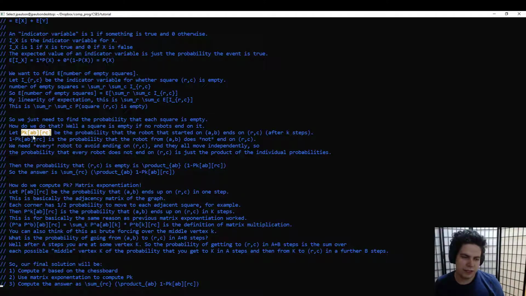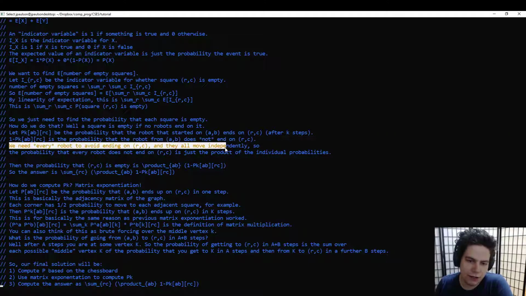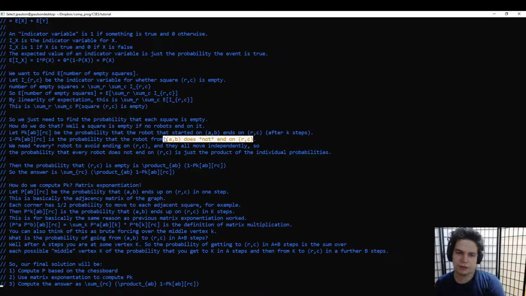We'll call that pk from AB to RC, the probability that if you started on AB, then you end on RC after k steps. And so 1 minus pk AB RC is the probability that you don't go to RC. Negating a probability is 1 minus. And it's only empty if they all fail to land on RC, and the probability that they all don't land there is just the product of the probability that they each don't land there. And here's where we're using the fact that the robots move independently.